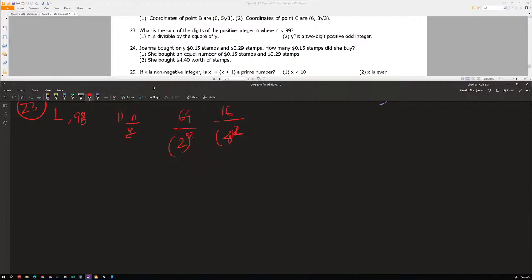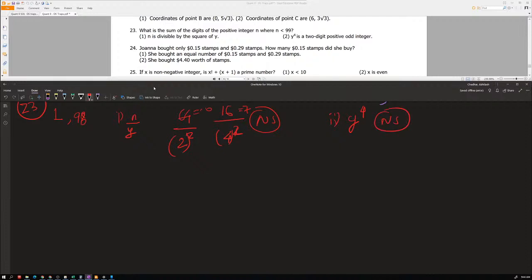So yeah, at least now they say, what is the sum of the digits? The sum of the digits should be 10, the sum of the digits should be 7. So two values, not sufficient. Let's take the second condition. The second condition says that y power 4 is a two-digit positive odd integer. Okay, so this in itself will never be sufficient. So this is not sufficient straight away.